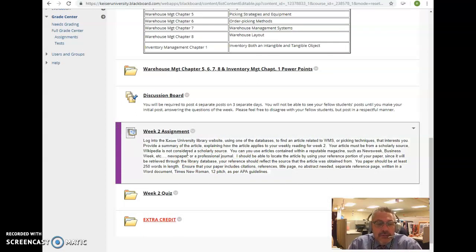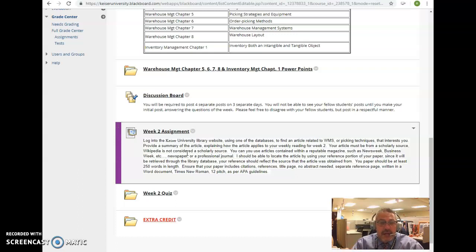So what you need to do is log into the Kaiser University Library using one of the databases, as you did last term for your term paper. Find an article, just one article, related to warehouse management systems or one of the picking techniques that we'll learn about this week that interests you. And then I want you to provide a summary of the article, explaining how the article applies to your weekly reading from week 2.